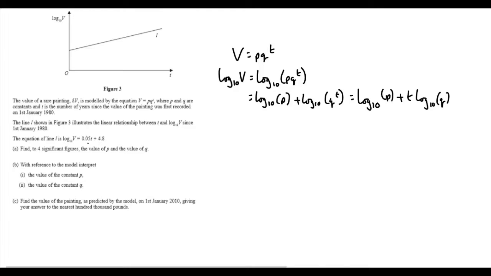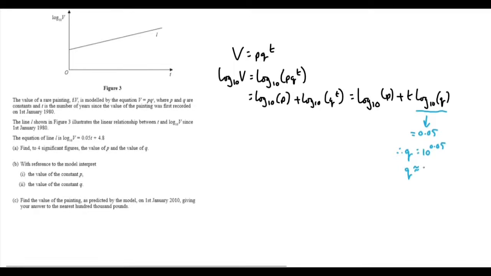This here is 0.05 being multiplied by the t. Because these are supposedly the same equations, you can look at what t is being multiplied by here, this log base 10 of q, and we can therefore say that this must equal 0.05. Therefore, q is going to equal 10 to the power of 0.05, and therefore q, if we do as the question suggests, to four significant figures, would be approximately 1.122.